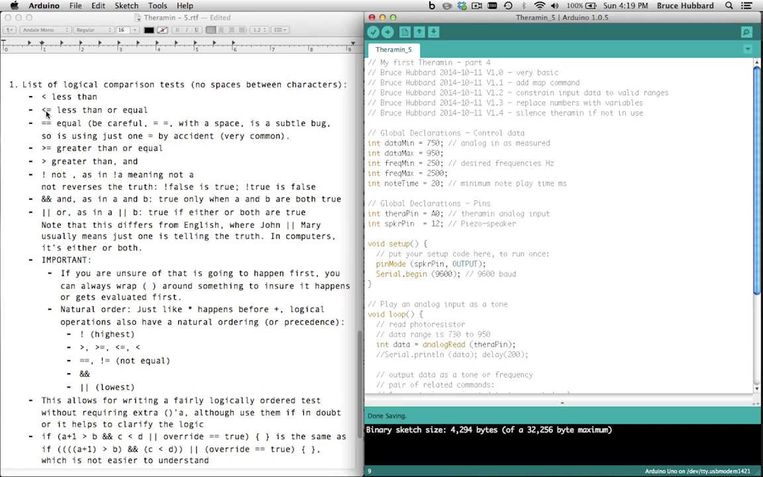Then there is, somewhat unexpectedly, I guess you would say, less than or equal to. 3 is less than 4. 3 is less than or equal to 3. They're both true. Finally, you can ask about absolute equality. That is a double equal sign.